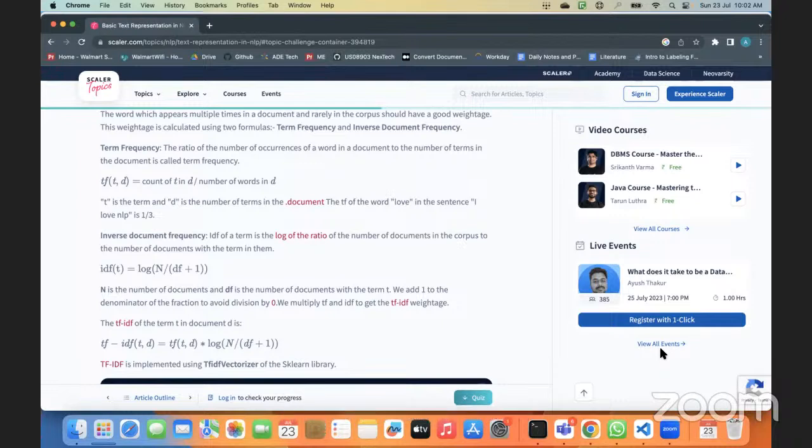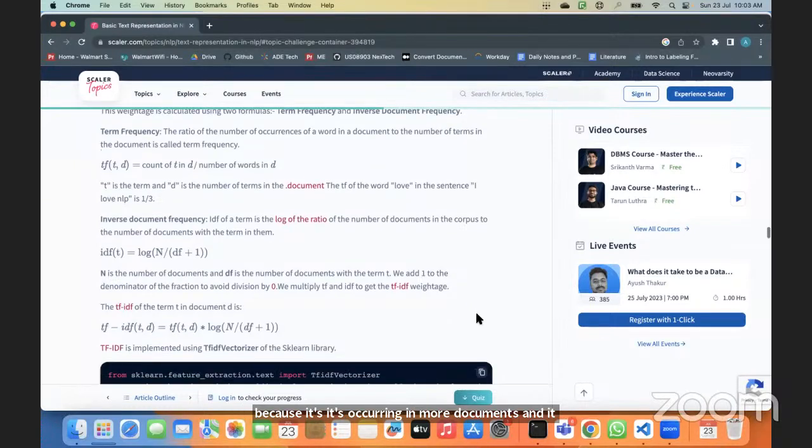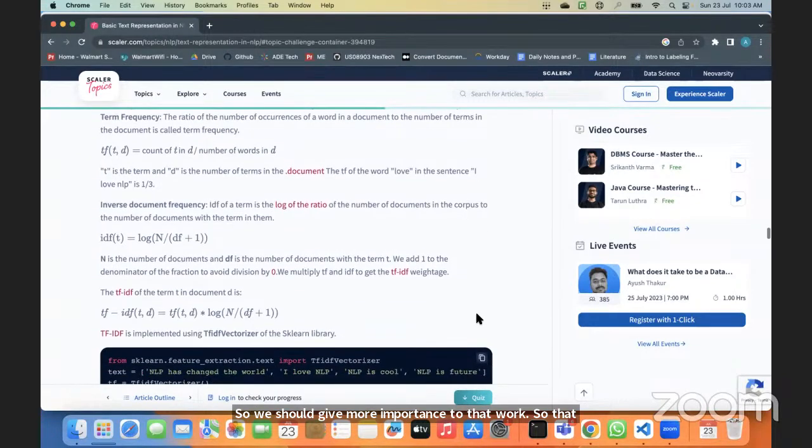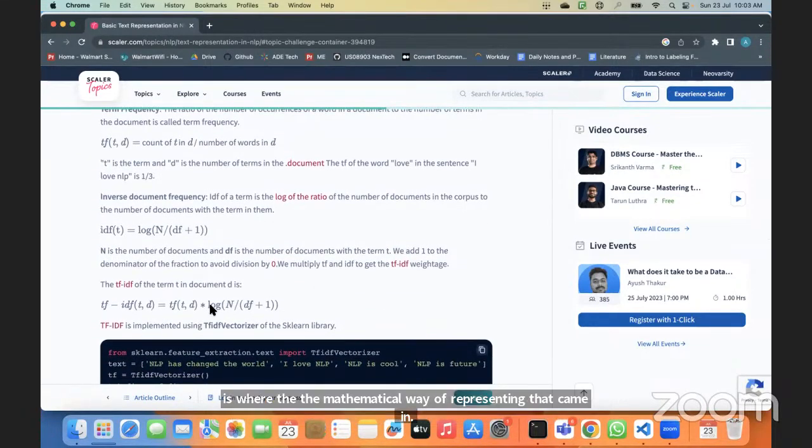Okay, fine. So we wouldn't want that in all the cases, right? Let's say word 1 is occurring 5 times in each document. We have to give more importance to that because it's occurring in more documents and it has more context. So we should give more importance to that word. That is where the mathematical way of representing that came in. It's basically TF-IDF, and you just multiply these two values to get your TF-IDF score.